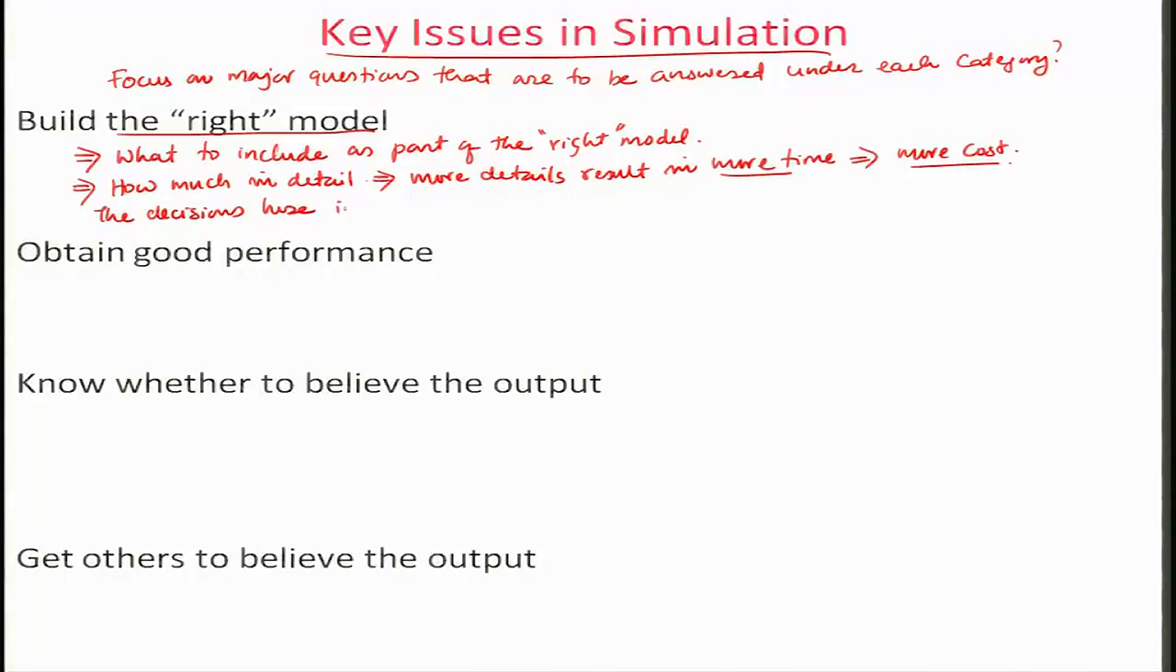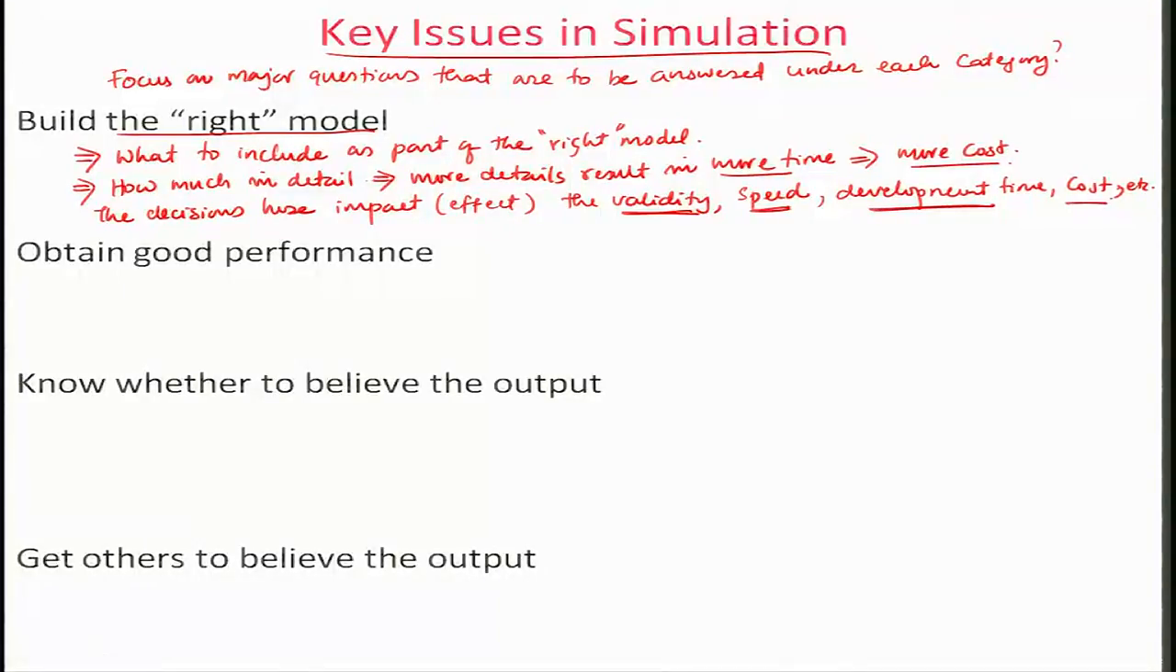The decisions here impact, influence, or affect the validity of the simulation model, the speed of the simulation model, then the development time and cost, etc. So, all these aspects, the validity of the model. If you do not include sufficient details, then the model becomes invalid. If you include too much detail, then the model might become valid, but it will reduce the speed with which you can do experiments, and it will also increase the development time. Once the development time goes through the roof, the cost will also go through the roof, and then the simulation becomes quite expensive.